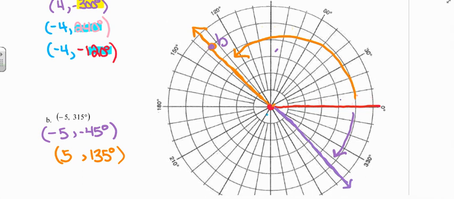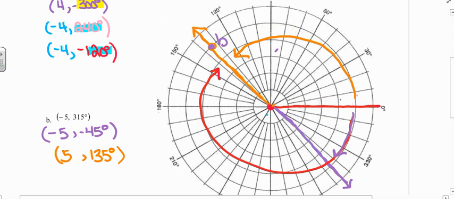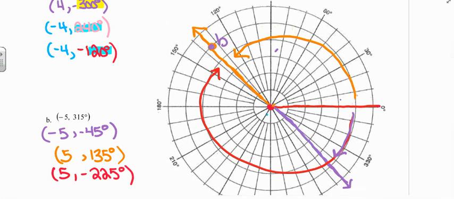And of course, I can also get there by moving the other way in the clockwise direction from my polar axis. And that looks like it's going to be -225. So 5, -225 will also land me right at that same spot.